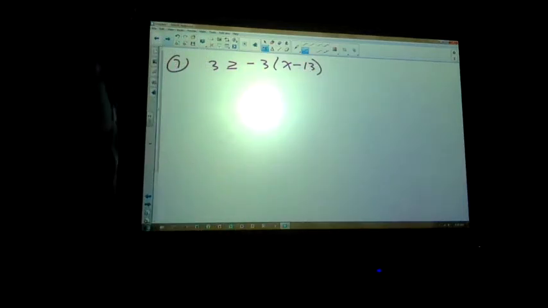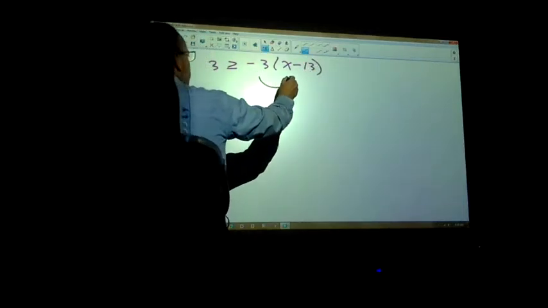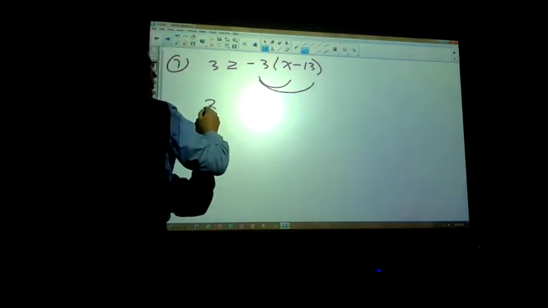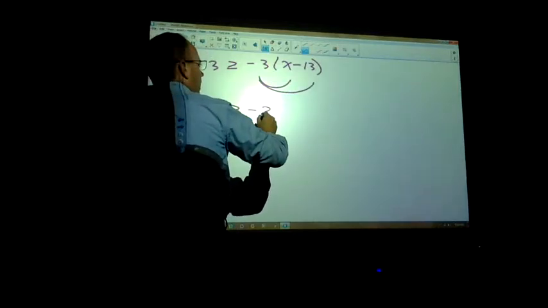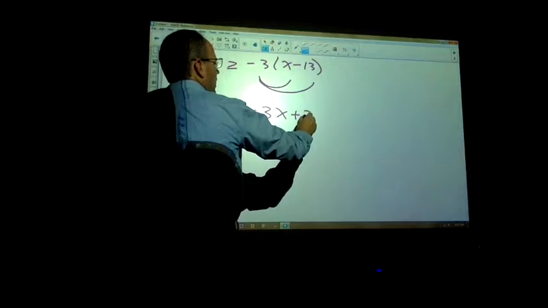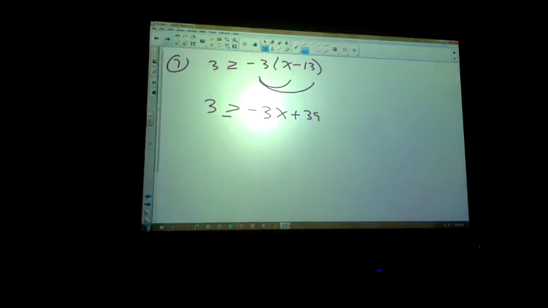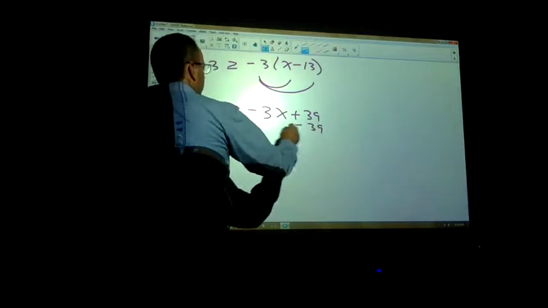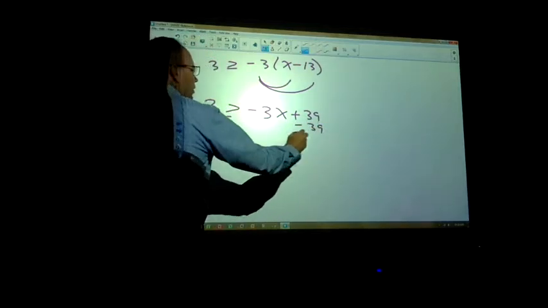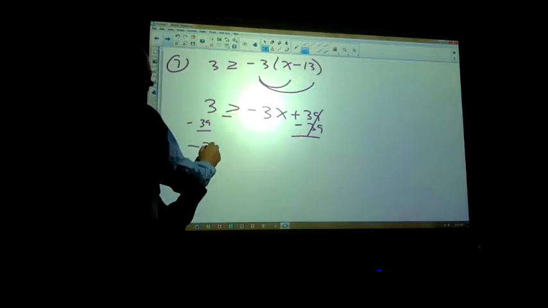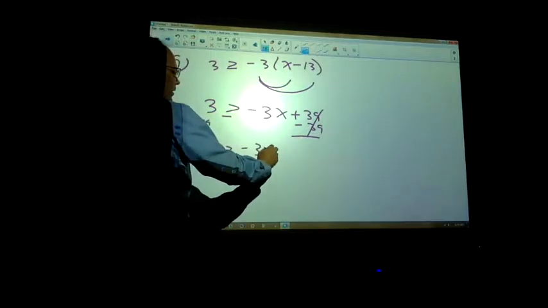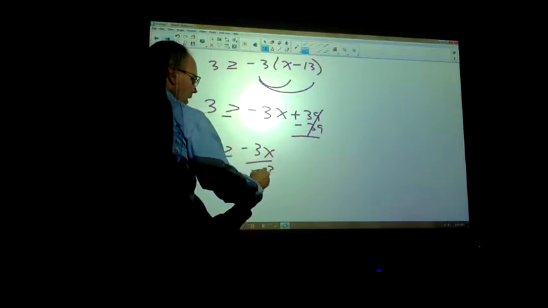3 is greater than or equal to negative 3, x minus 13. Okay. I think we can distribute over parentheses here and here. So I have 3 is greater than or equal to negative 3x plus 39. Why is it plus 39? I multiply a negative. A negative times a negative is a positive. Okay. So I'm going to subtract 39 from both sides. Those cancel. That's negative 36 is greater than or equal to negative 3x. Divide both sides by negative 3.